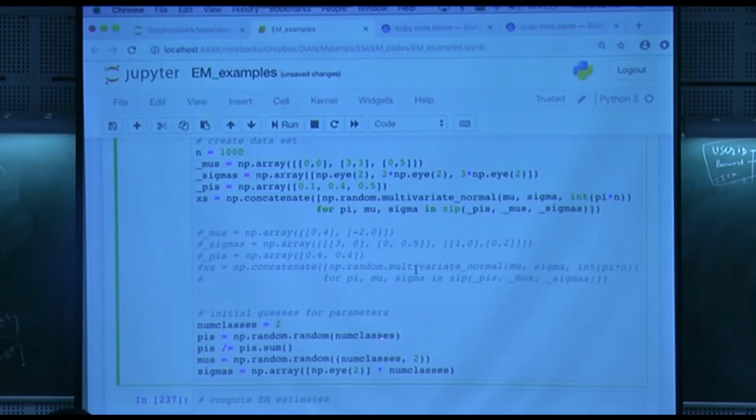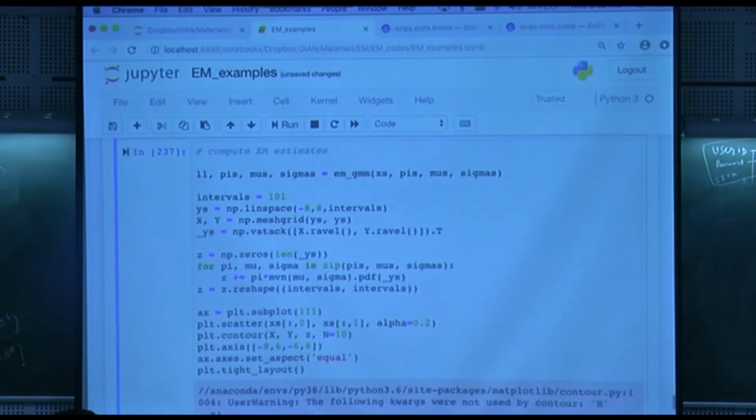The pi's are randomly generated according to the number of classes. I just randomly generate some numbers and then renormalize to get the pi's. Mu's have been randomly generated, sigmas have been randomly generated. They're all set to be equal to identity, and then we'll rescale to see what is going to happen. So let's run this and see what kind of data ends up getting created.